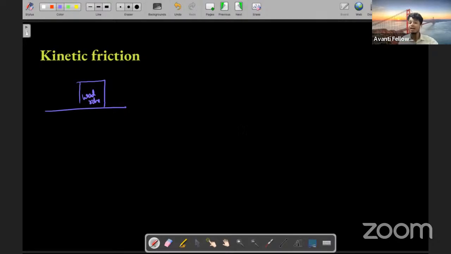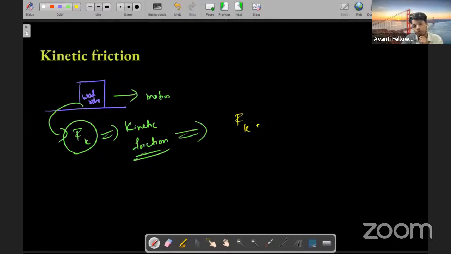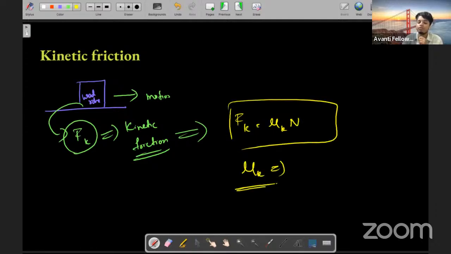Yes. Now this friction is due to the motion, and the friction that comes into the picture if there is motion is what? That is kinetic friction, students. Now, this kinetic friction also has a formula to find it. What is it? F kinetic is equal to mu k N. That's all. Where mu k is the coefficient of kinetic friction.